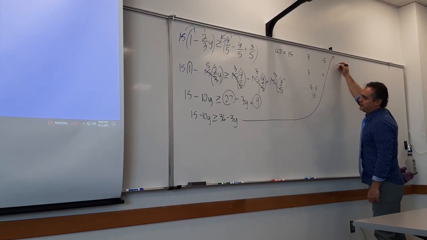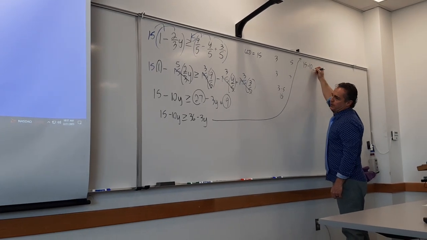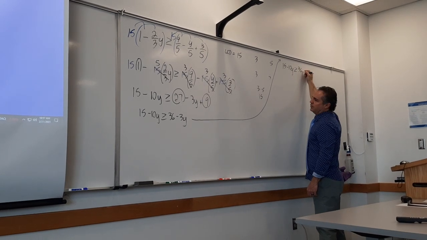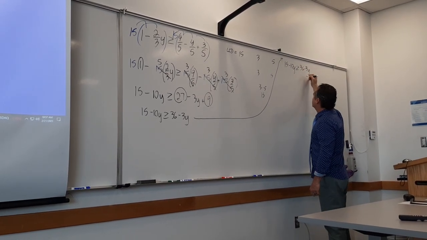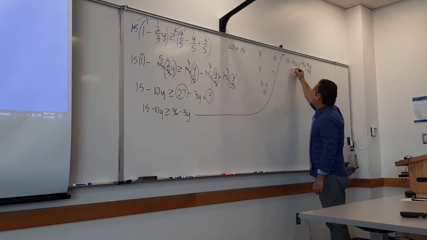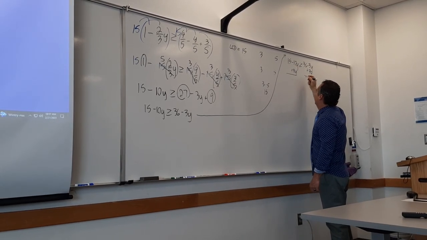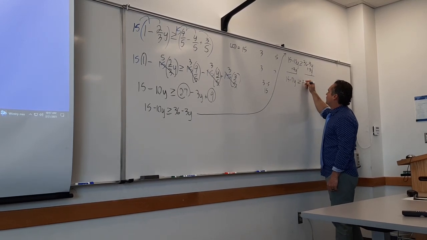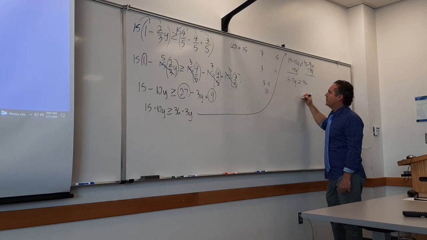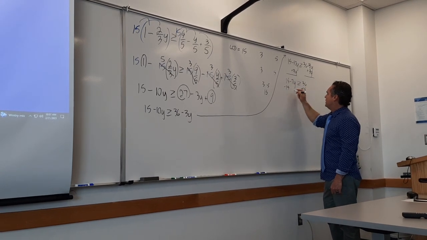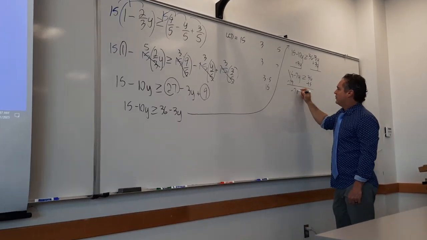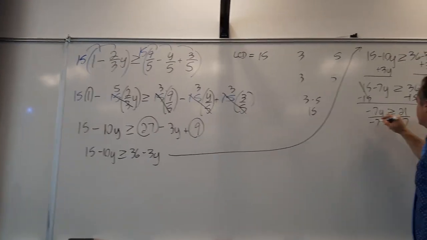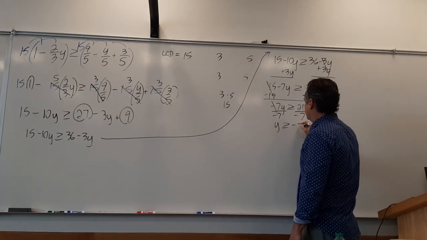Okay. There's 2 ways to do it. What do you guys want to do? You guys want to add 3y, you say, or what do you want to do? Okay, let's add 3y. Watch this. I add 3y and I add 3y. And I'm going to get 15 minus 7y is more than or equal to 36. These cancel. Agreed? I'm going to subtract 15 and subtract 15. And I get negative 7y is more than or equal to 21. And I'm going to divide by negative 7 and divide by negative 7. And I get y is more than or equal to negative 3.